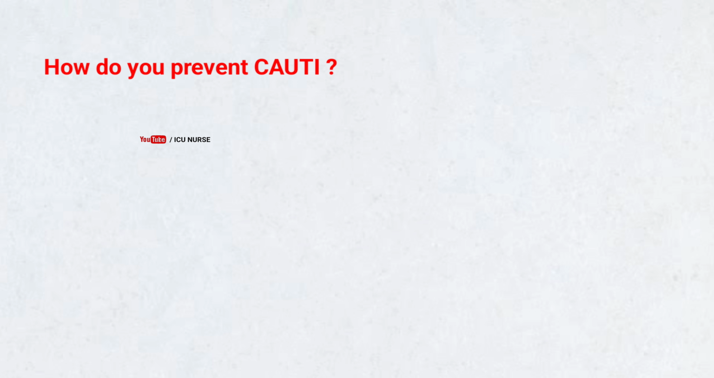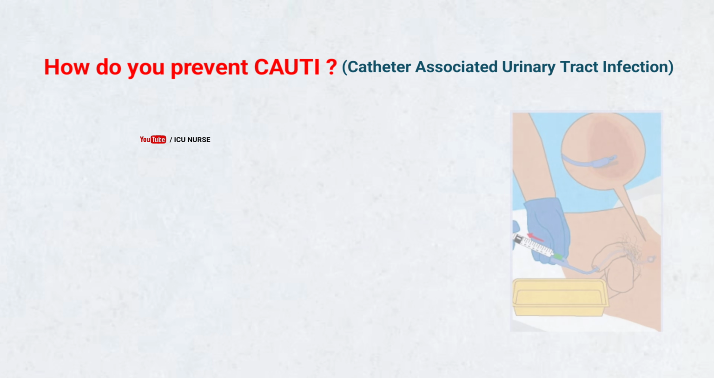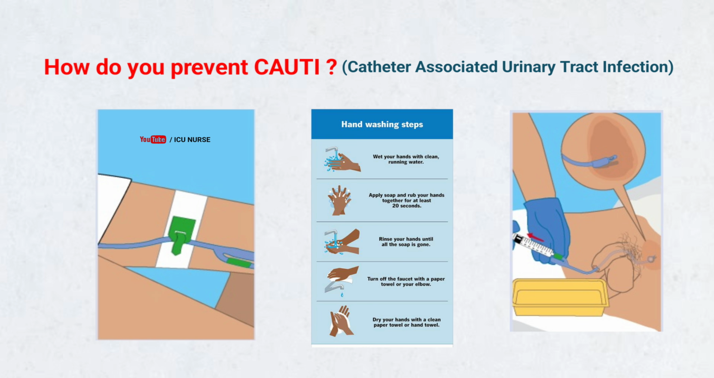How do you prevent CAUTI? Catheter associated urinary tract infection. Maintain sterile technique during insertion, hand hygiene, daily catheter care, and remove the catheter as early as possible.